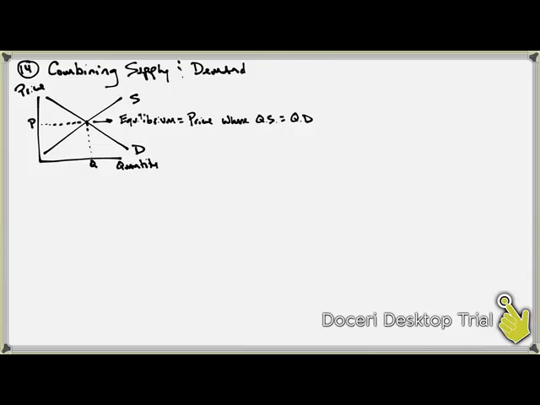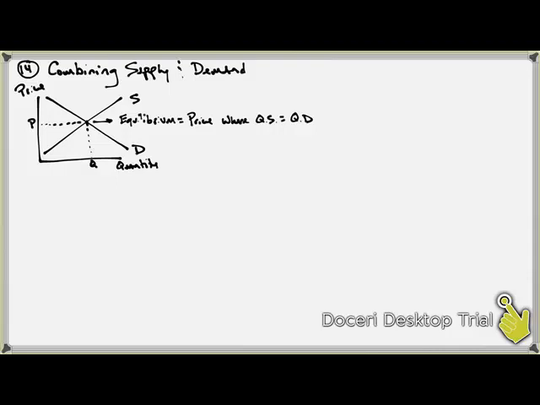Now, in reality, that doesn't happen all the time. And so when that doesn't happen, we are not always at equilibrium. But what you have to understand is that the interaction between buyers and sellers will always try to get us to this point, this equilibrium point.